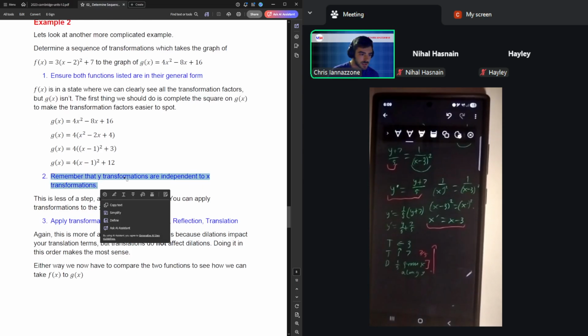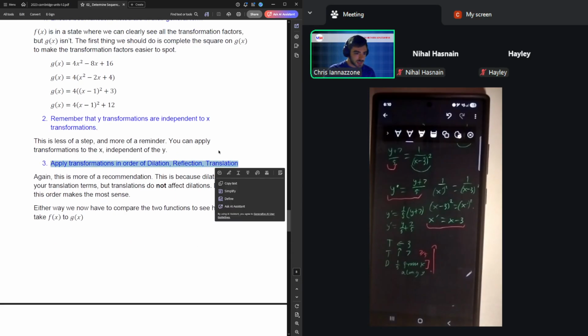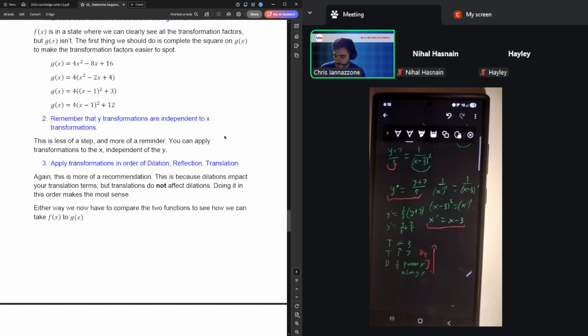Next guideline. Again, y transformations are independent to x transformations. So anything you do that's y related is pretty much going to only impact the y. Anything you do to the x is pretty much only going to impact the x spot. Next guideline, typically you're going to want to do things in order of dilate, reflect, translate. This is because whenever you put multiplications onto things, any translate terms that also exist in there are going to be impacted as well. So if you do your dilates first and then put your translates in later, you don't have to think ahead of time what the impact of your dilations are going to be, because you've already handled them.